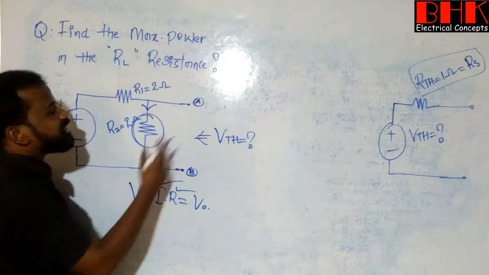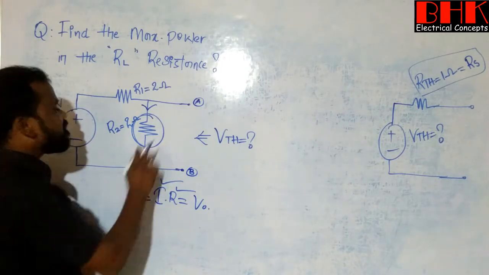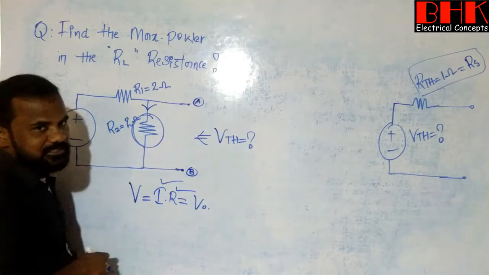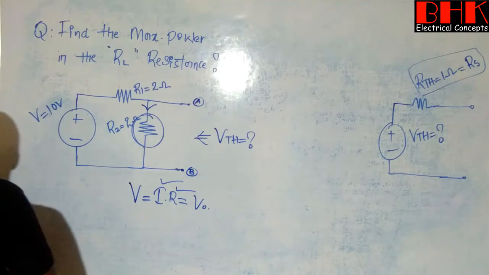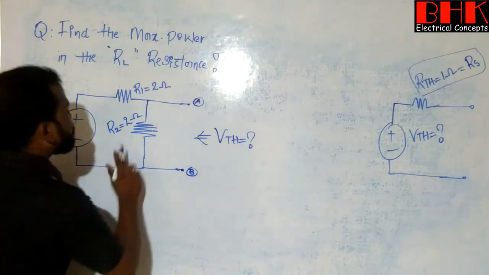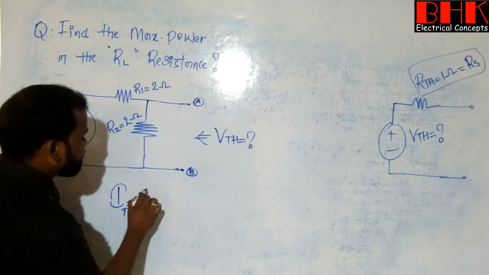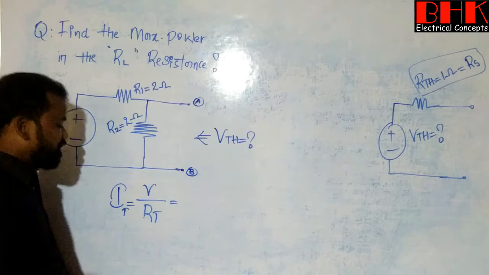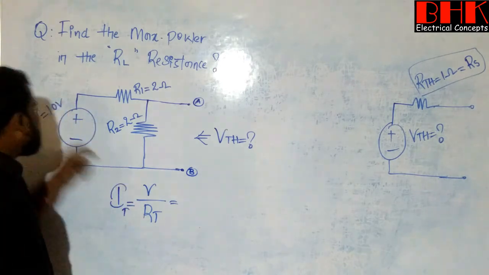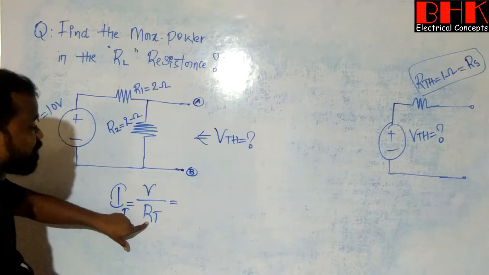Clear? Now go for the calculation of actual current. After calculating the actual current, find the voltage drop across this resistance. Clear? Now go for the calculation of total current in the circuit. Yes. Now first go for the calculation of total current. Total current IT is equal to V divided by total resistance. Yes. Now see here, V is equal to 10 volts. Directly we have.